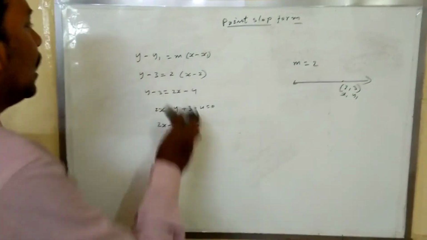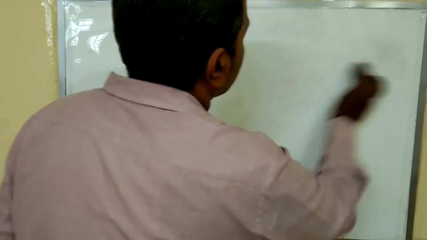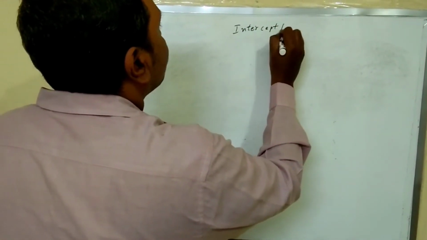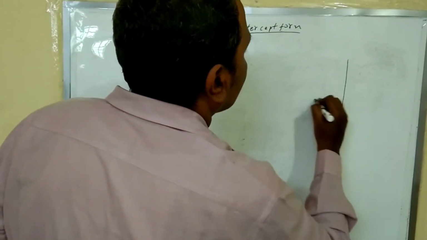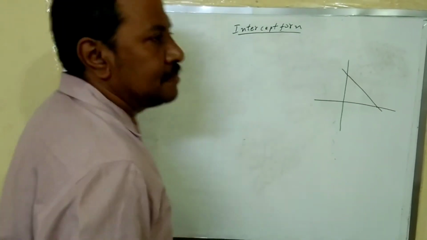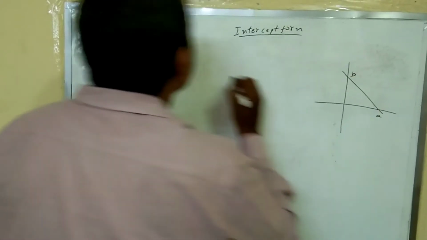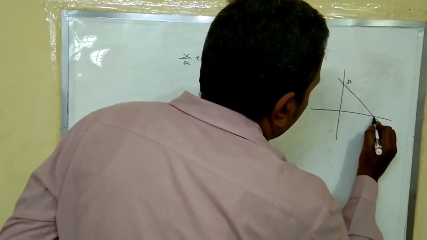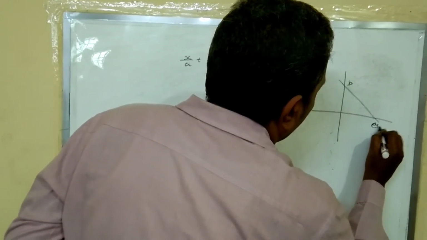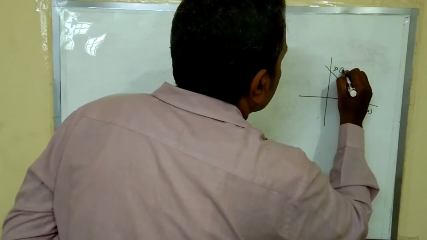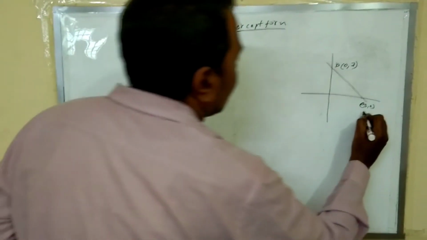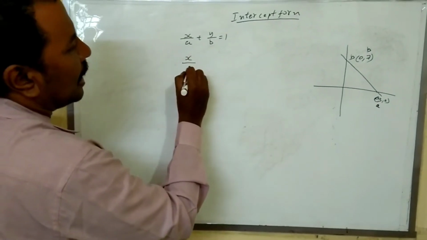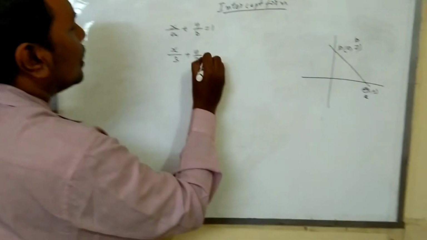Next one is intercept form. What do you mean by intercept form? Here x-intercept and y-intercept are given. X-intercept is given as a and y-intercept is given as b. Then the intercept form is x by a plus y by b is equal to 1. Take the x-intercept as 3, 0 and the y-intercept as 0, 7. That means a is equal to 3, b is equal to 7. So you can write it as x by 3 plus y by 7 is equal to 1.